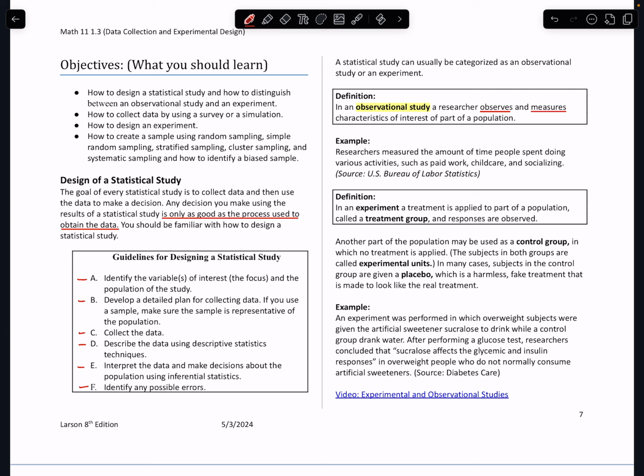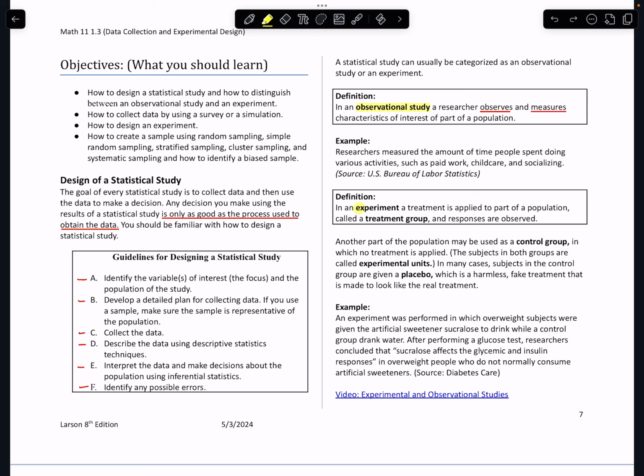So the example it gives here is researchers measured the amount of time people spent doing various activities, such as paid work, childcare, and socializing. So again, they didn't tell people, hey, you need to go to work, hey, you need to watch your kids, you need to go out and go party, you need to go exercise. They just simply said, hey, I'm just going to watch and see what you guys are already doing and make a note of it. And so therefore it is observational. Okay, you're observing what's happening.